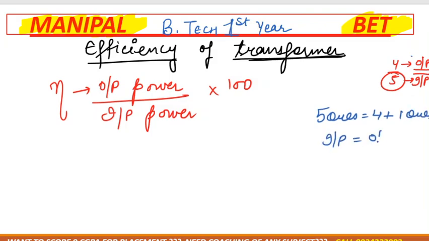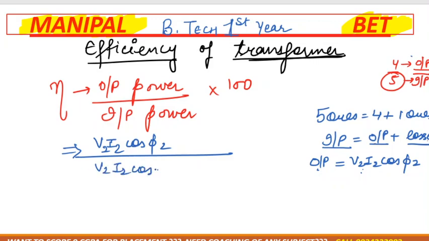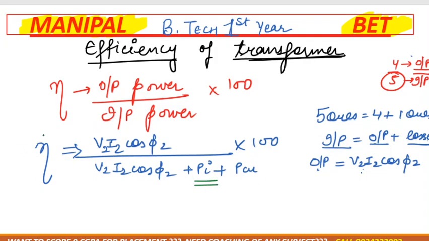So we can say that input is equal to output plus losses. Yes or no? So output power is how much? V2 I2 cos phi 2, because it is output, meaning secondary, and the power formula is VI cos phi. Yes or no? And input power is how much? Output plus losses, that is V2 I2 cos phi 2 plus Pi plus Pc. Got it? Understood? Eta is the symbol of efficiency. Losses are iron losses and copper losses.